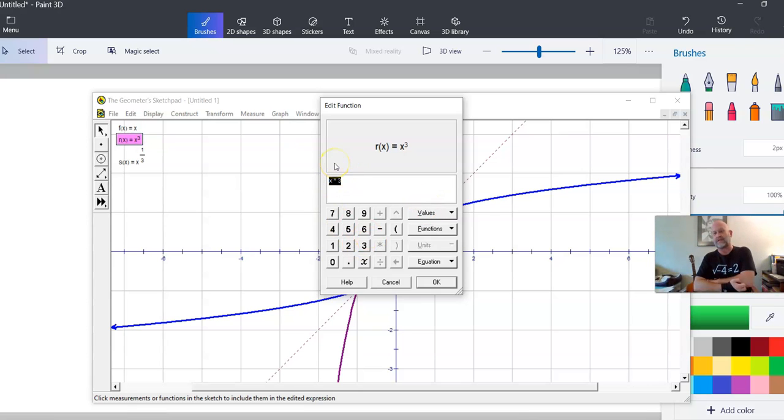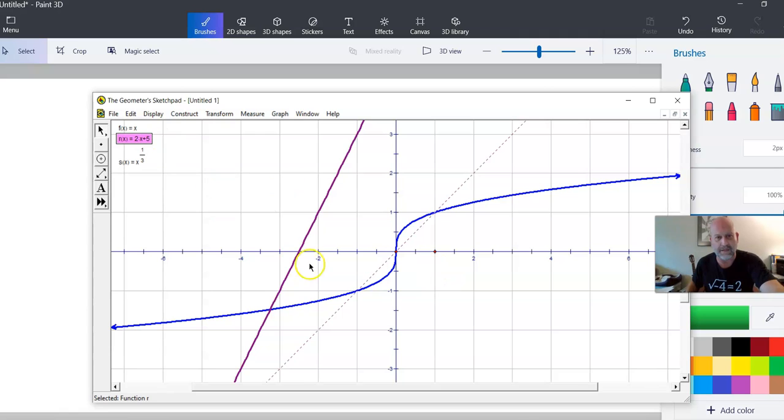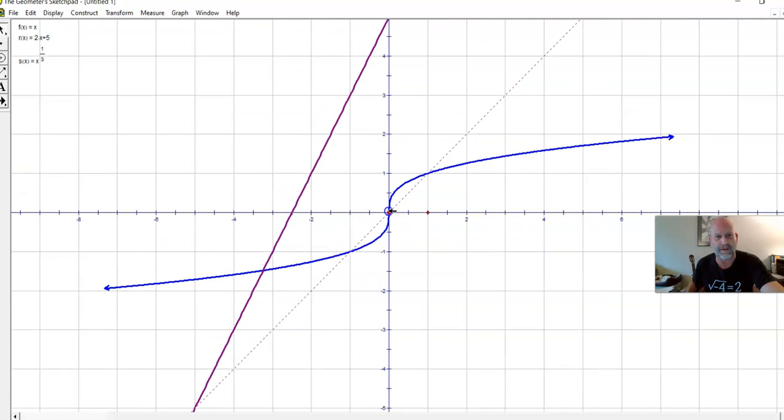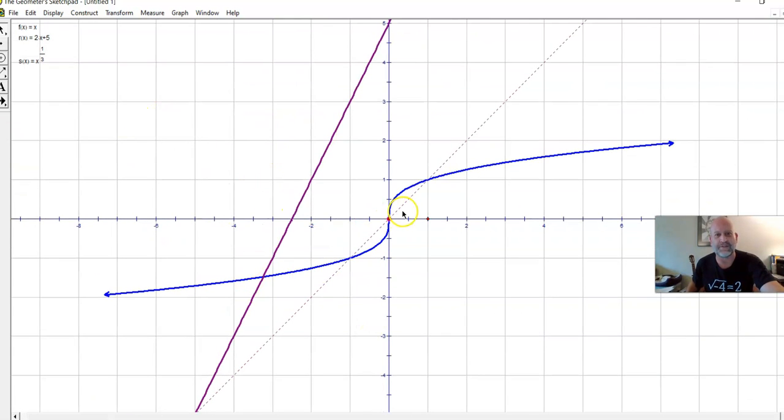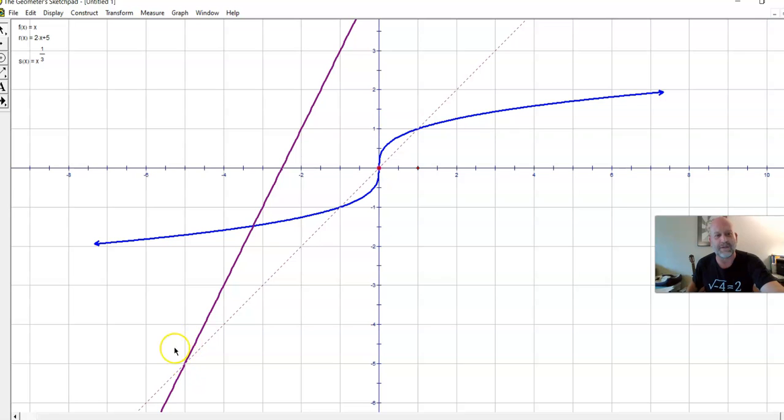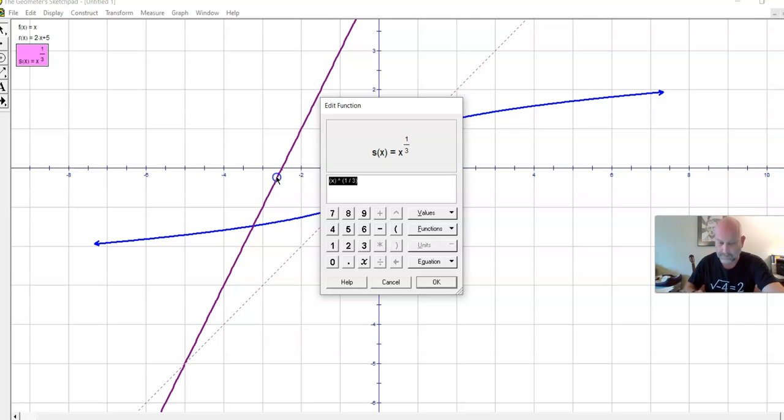So let's change the function up a little bit. What if instead of that we picked a line, right? It's 2x plus 5. Okay, so that's a line here. Let's make this bigger so we can look at the whole thing. We can see it crosses right there. Now, let's change this other thing to its inverse. Okay, so it was 2x plus 5, so it should be x minus 5 divided by 2. Right? That should be the inverse.